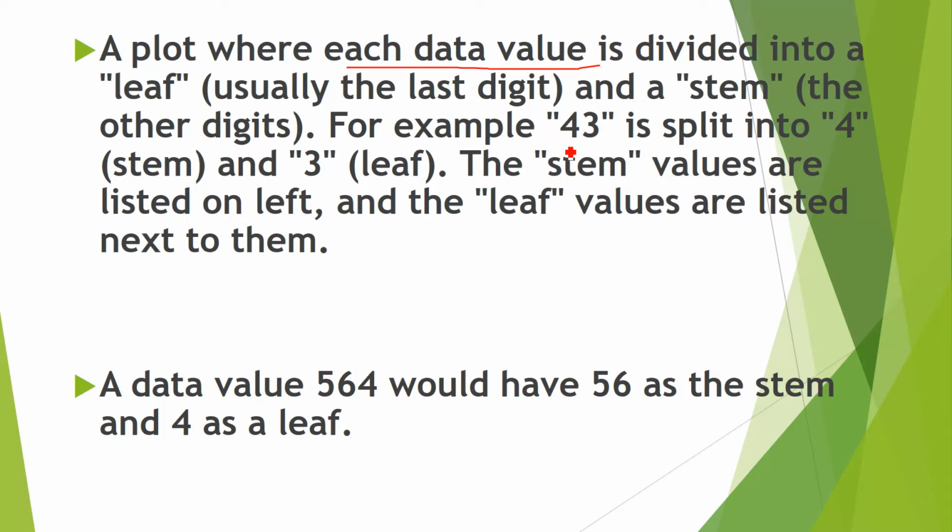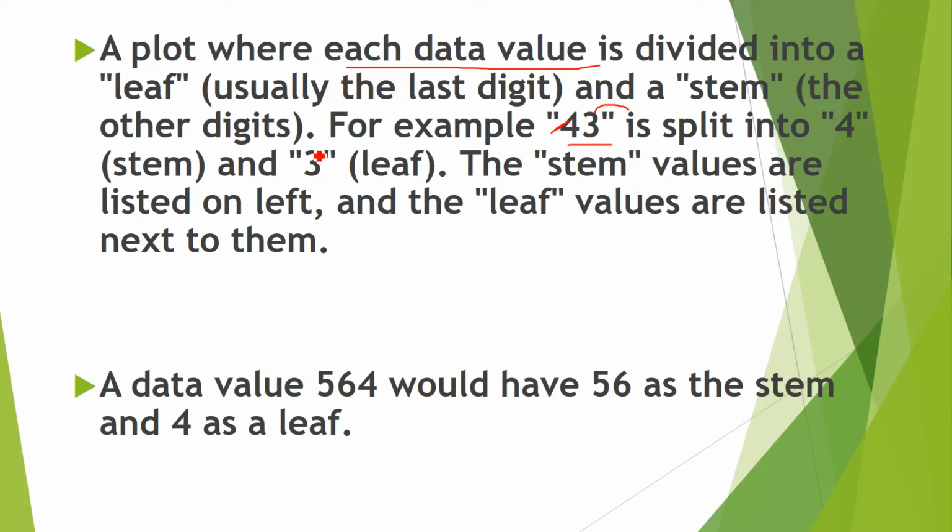Suppose you have a data value 43. So with 43, one digit is the leaf and one digit is the stem. So 43 is split into 4 as the stem and 3 as the leaf. The first one, which comes on the left side, is the stem, the other one is the leaf. The stem values are listed on the left and the leaf values are listed next to them.